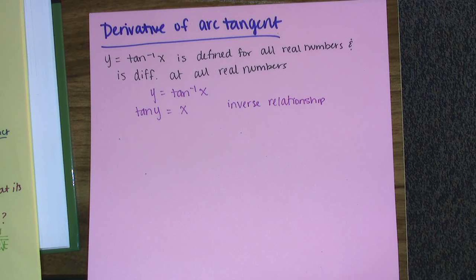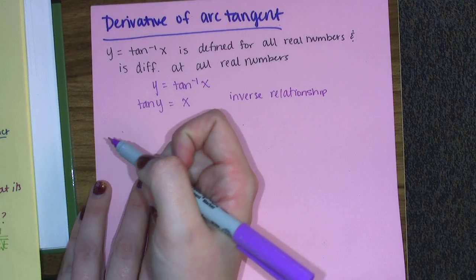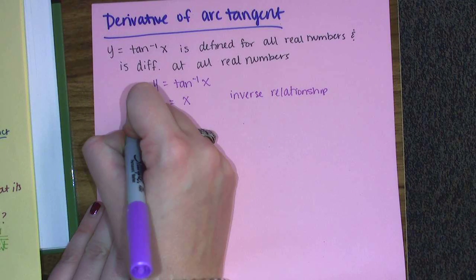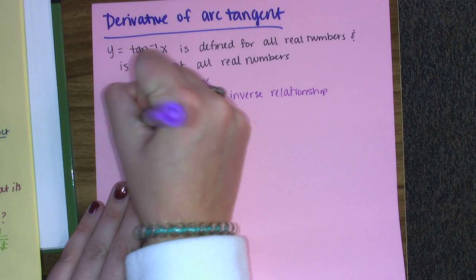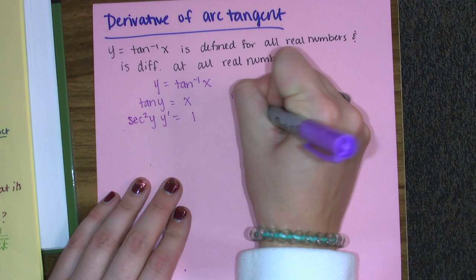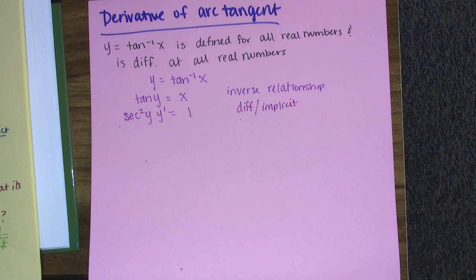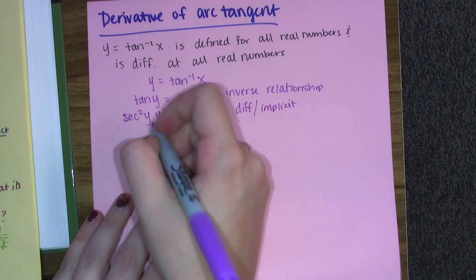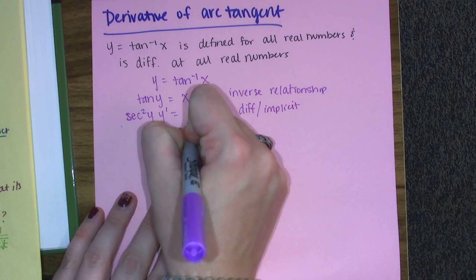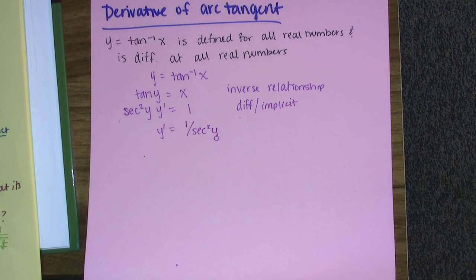So then we can take the derivative of both sides. What would my derivative over here be? Yep, secant squared y times y prime is equal to 1. So this is differentiating implicitly. Then I want to get y prime by itself, so that's going to give me 1 over the secant squared of y. Now, do you happen to remember the Pythagorean identity that deals with secant squared?